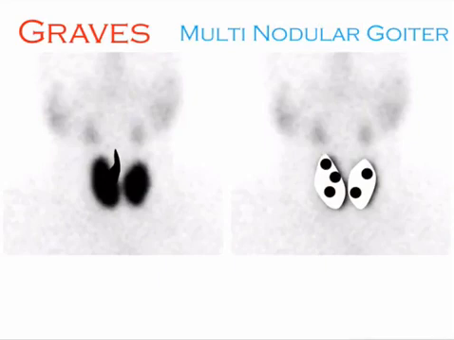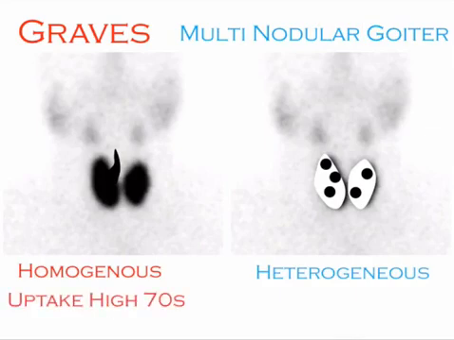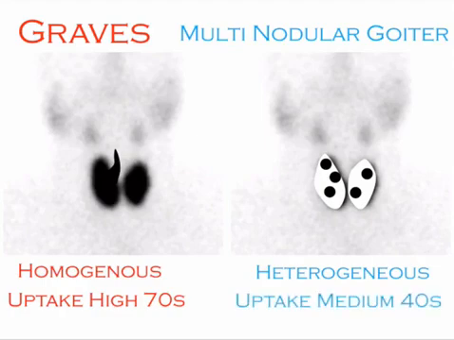So just comparing these real quick, Graves is homogeneous, the multinodular goiter is heterogeneous. Graves has a very high uptake, the whole gland is on fire, so you're going to have uptake in the 70s. Heterogeneous uptake in the multinodular goiter, it's going to be sort of medium in the 40s.